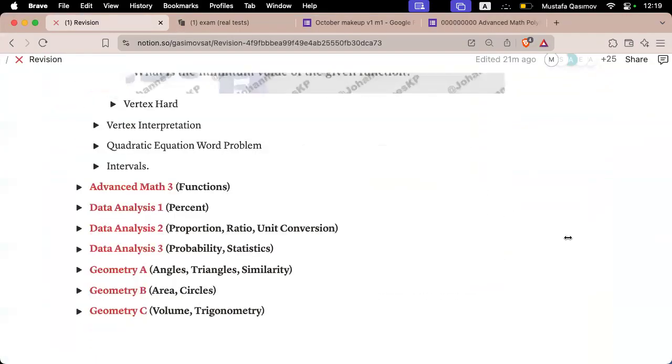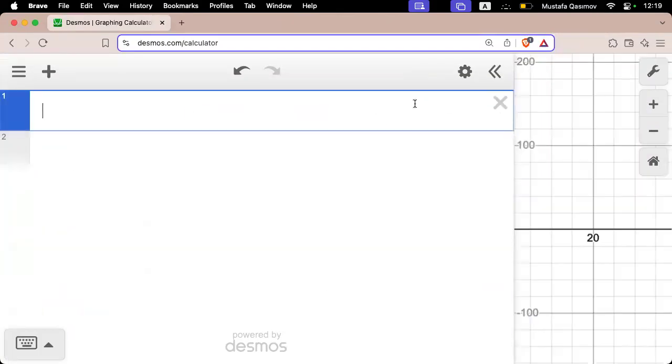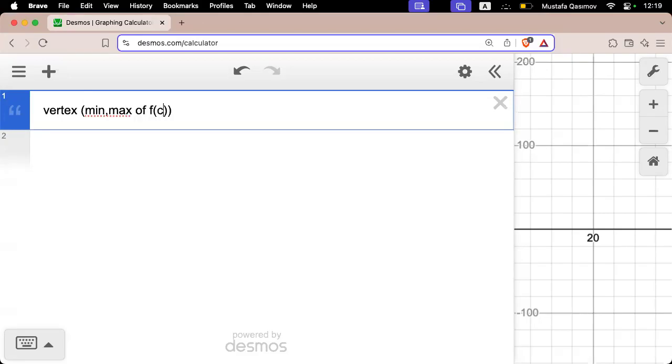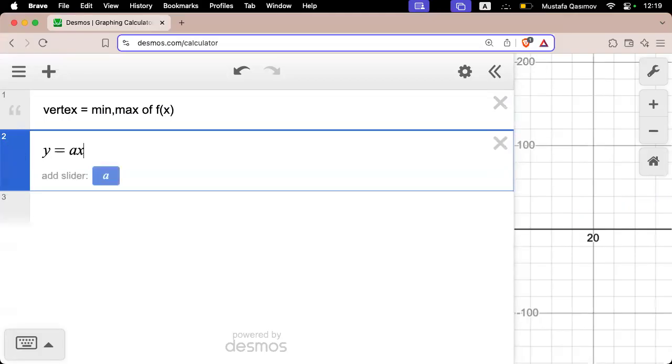Okay, generally vertex is hard for SAT students. What's vertex? It's like the biggest or lowest point. Yeah, right. Biggest, lowest, or minimum, maximum, right? When a question comes from advanced math, Desmos comes to my mind. Yeah, right. You can actually do most of the questions just using Desmos, but it is also not very easy.